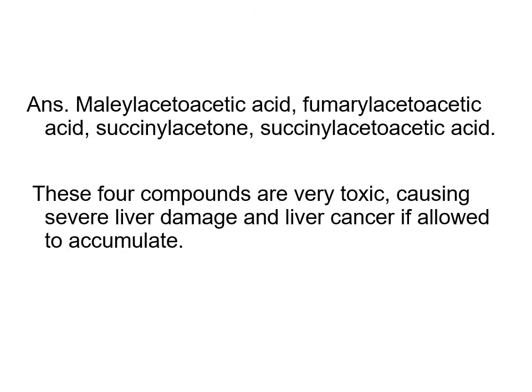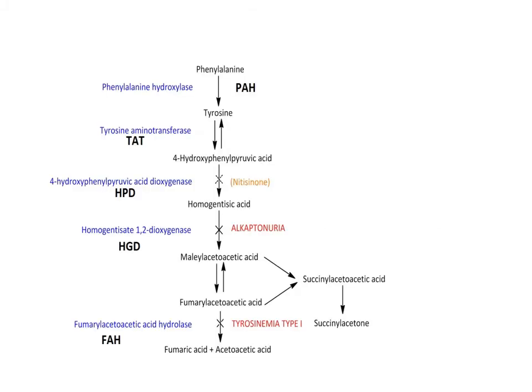Okay, so you can see on the handout that you're going to accumulate 4 toxic compounds because the first 2 can be interconverted. It's a reversible reaction easily, and both of the other 2 are formed by spontaneous metabolism of those 2 other intermediates. So these 4 compounds are really quite toxic and lead to severe liver damage and cancer if allowed to accumulate.